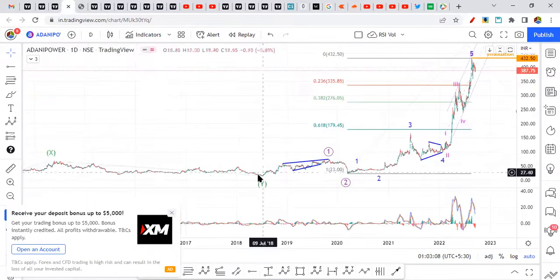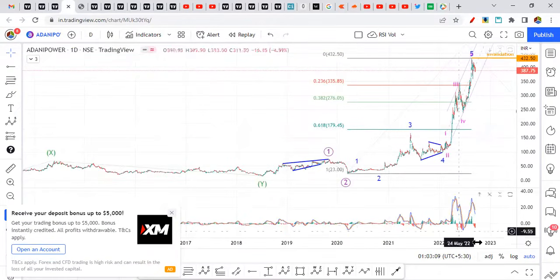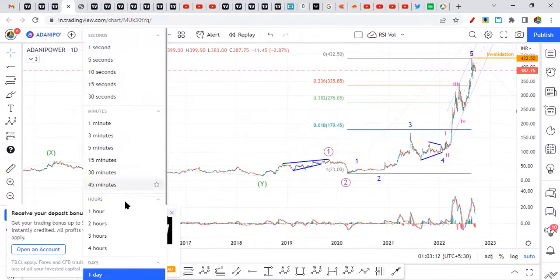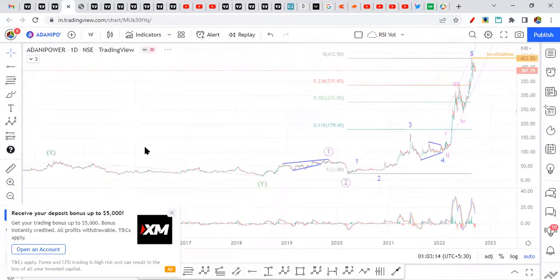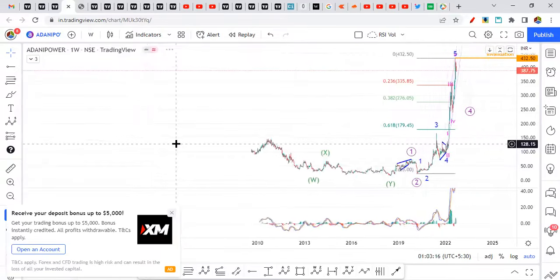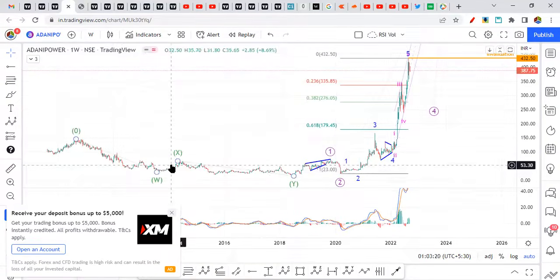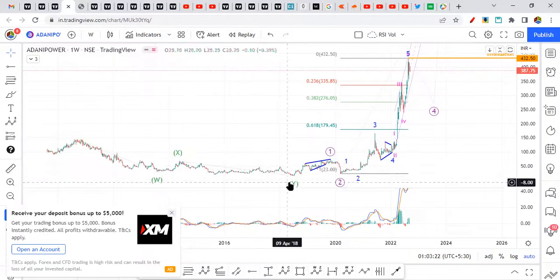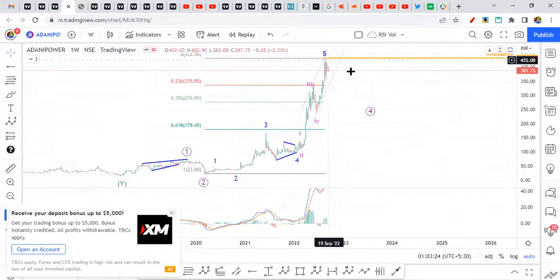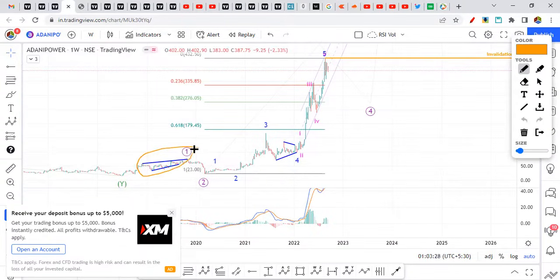So again, Adani Power, when you check on the weekly chart, let's check the weekly chart. Okay, so this is the weekly chart. This is some kind of correction. We can call it a double zigzag correction, WXY on the downside, and then it gave the up move. So here the first impulse wave looks to be a leading diagonal, and wave two completed here, okay, near the COVID low, and then it started the up move.